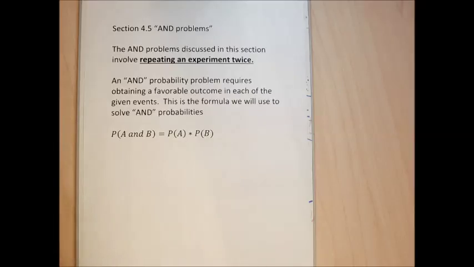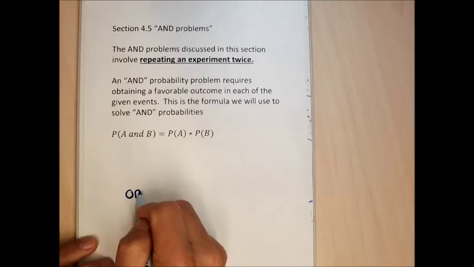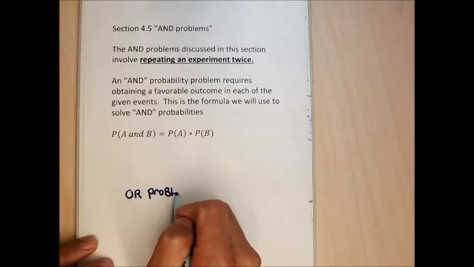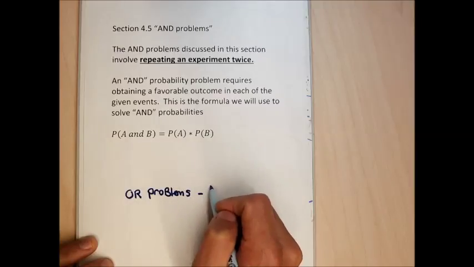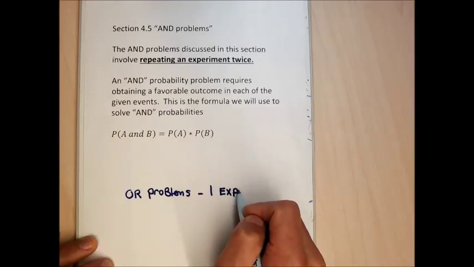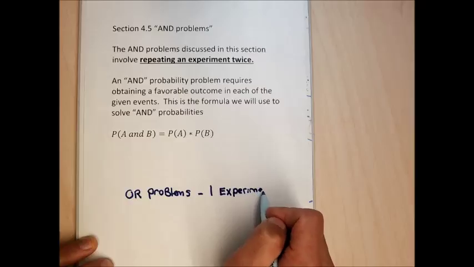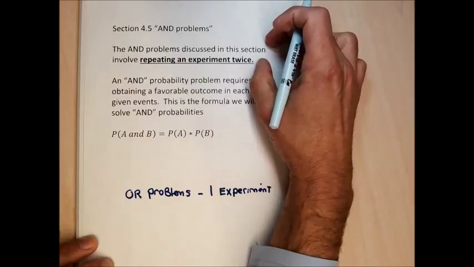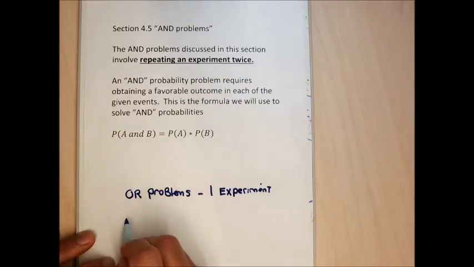We're getting so close to the end of the semester. Section 4.5 I've titled "and problems" as opposed to section 4.4 when I did "or problems." And in "or problems," at least the problems that we did in section 4.4, we did kind of one experiment, and we picked one card from a deck of cards. We rolled a single die. In this section, we'll be doing "and problems," and in "and problems," we're going to be doing an experiment twice.